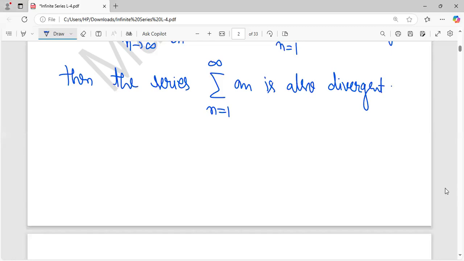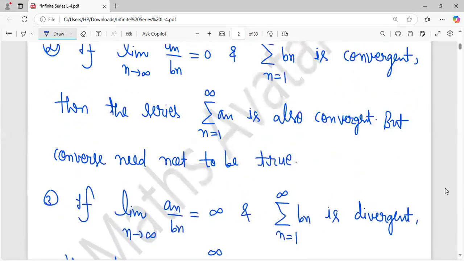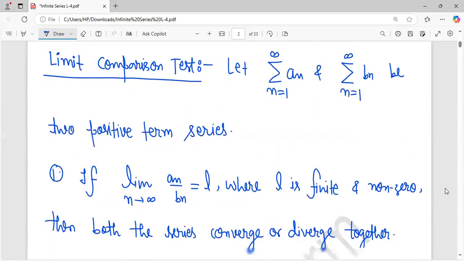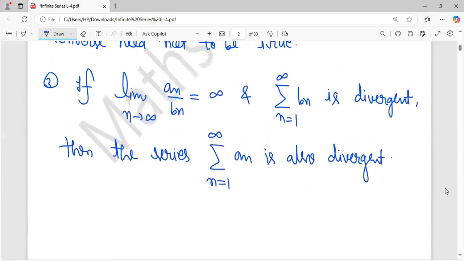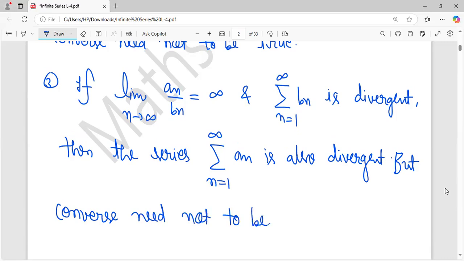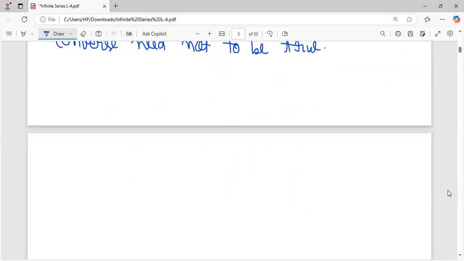So we will prove this limit comparison test in the next lecture. Now we will see how to apply this test to show whether a series is convergent or divergent. In the third statement, the limit is infinity and the b_n series is divergent, then the a_n series is divergent. But the converse need not be true. First we see how this test works. So this was the first example.